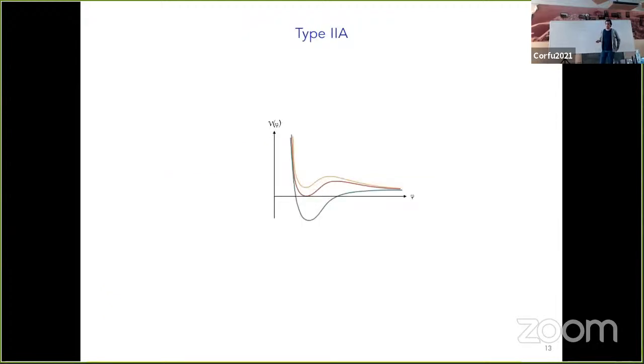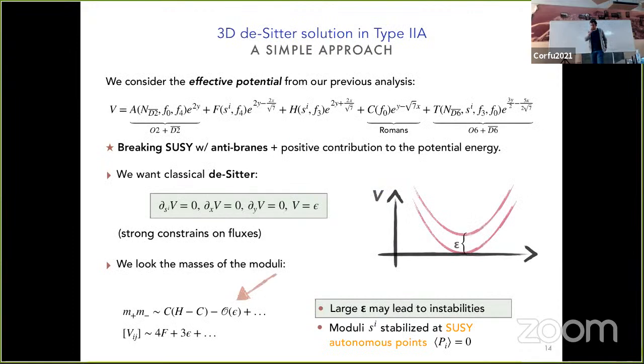So what we want to do now is to try and see if we can have a de Sitter vacuum. So we start from the potential from our previous setup, but now we add the branes, which actually are supersymmetry breaking terms, and then we require the potential to have some energy epsilon, and also these critical points here.